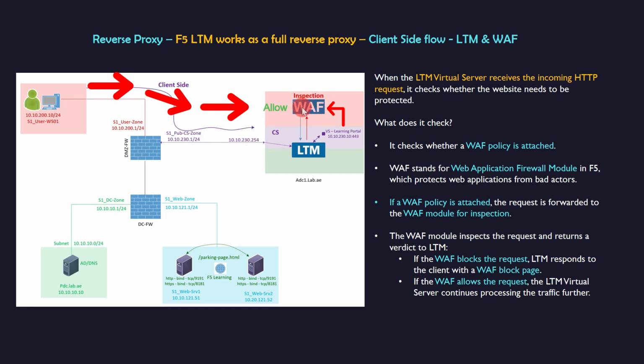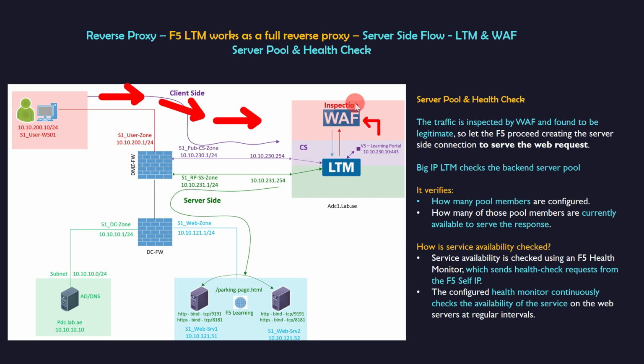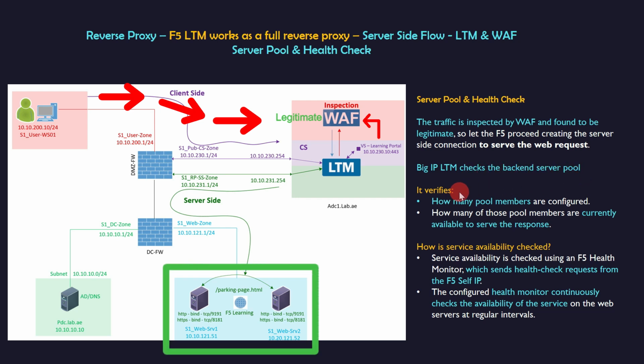If the WAF allows the request, then the LTM virtual server continues processing the traffic further. The traffic is inspected by WAF and found to be legitimate. So, let the F5 proceed with creating the server-side connection to serve the web request. Prior to creating the server-side connection, the Big IP LTM checks the backend server pool. Okay, what does it check? It verifies how many pool members are configured, and how many of these members are currently available to serve the response.